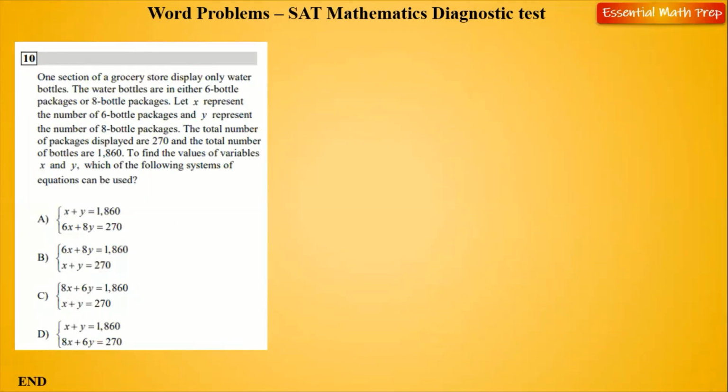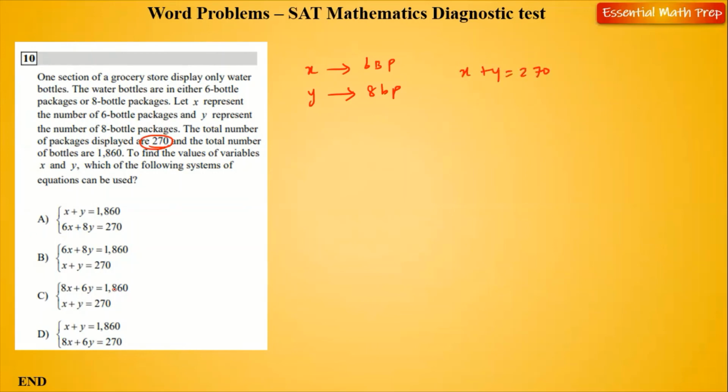One section of a grocery store displays only water bottles. The water bottles are either in 6-bottle packages or 8-bottle packages. Let x represent the number of 6-bottle packages and y the number of 8-bottle packages. The total number of packages is 270. You don't even need to proceed further; you can stop right here and use process of elimination. So x corresponds to 6-bottle packages, y corresponds to 8-bottle packages, and the total of packages is 270. That means x plus y equals 270.